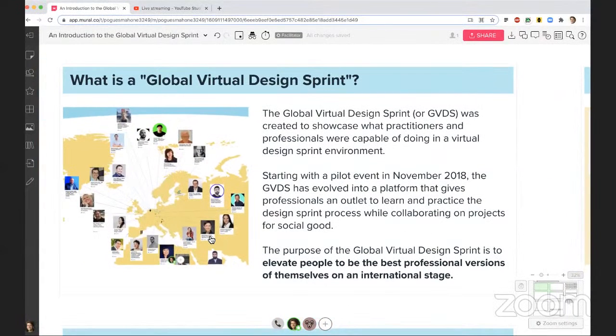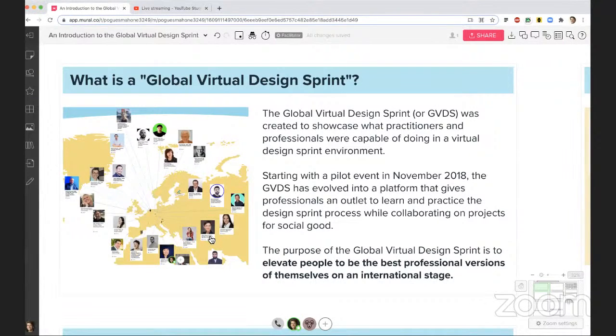Just to make sure you're in the right spot, we're going to be talking about the Global Virtual Design Sprint. So this is an event that has been happening since 2018. It is the first of its kind where it basically took the design sprint process and put it into a virtual environment. And back then, it was one of those things that had never occurred before.